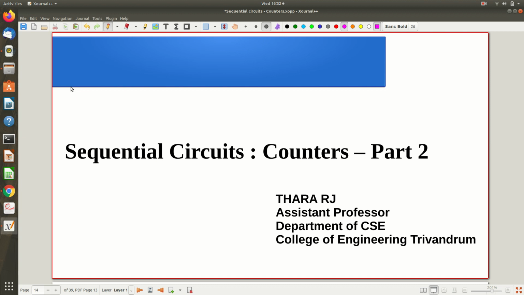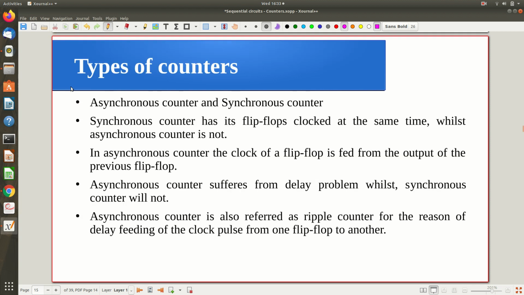So in the first part we saw a basic idea about what a counter is, right? And some examples we also explored, like different ways a counter can look. So basically it's a register which can go through a predetermined set of states.